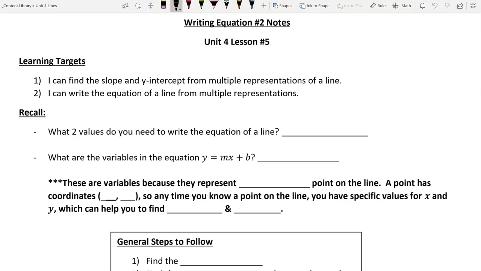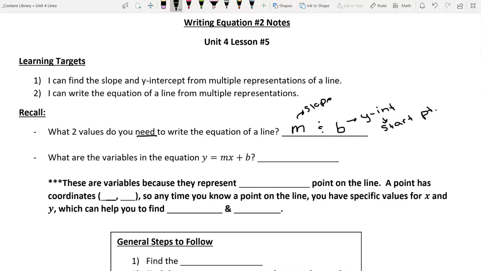What two values do you need to write an equation of a line in this form? I stress this a lot. We have to find an m and a b. Remember, I said that a lot yesterday. I was like, you need an m and a b, an m and a b. That's literally what you need to write an equation. Those are the pieces you need, where m, remember, is your slope, and b is your y-intercept, or we call it a starting point sometimes. Okay? So that was all from yesterday.